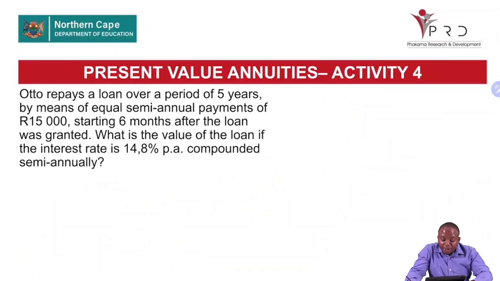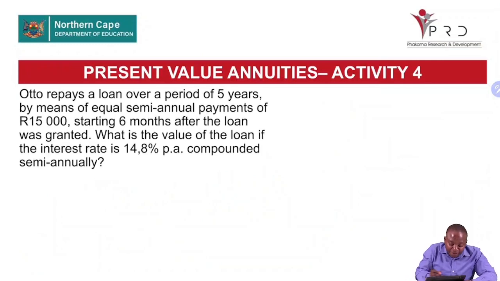Right, welcome back, grade 12. Now, let us look at the activity that was given to us. The activity says, Auto repays a loan over a period of 5 years by means of equal semi-annual payments of 15,000, starting 6 months after the loan was granted. What is the value of the loan if the interest rate is 14.8% per annum compounded semi-annually?